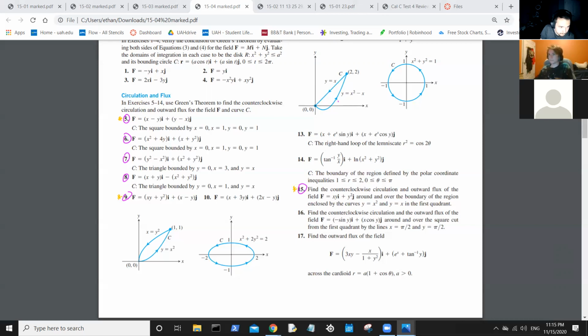So which one are we doing? 5. 5, yeah, okay. 5. Hey Jeff, you got 0 for circulation. It's a square, so it is expected. Well, okay, didn't even have to do the double integral. Flux it is. I suppose flux is not guaranteed 0 then.